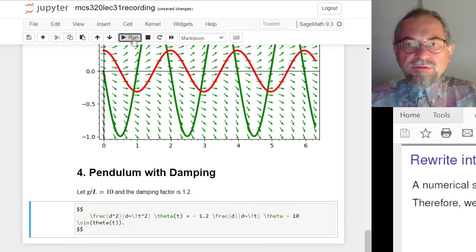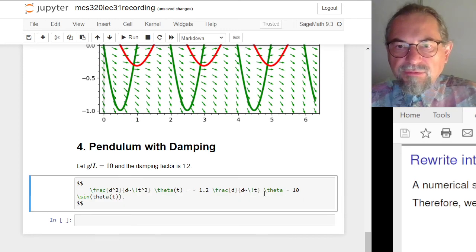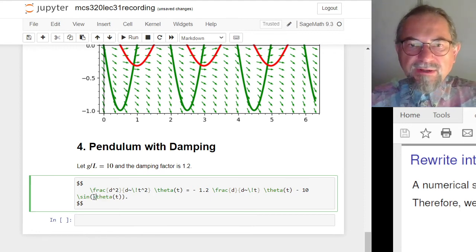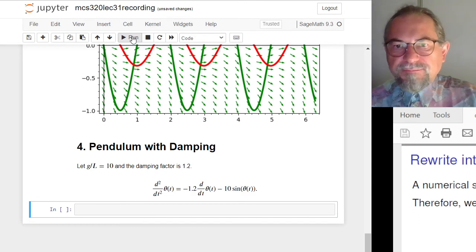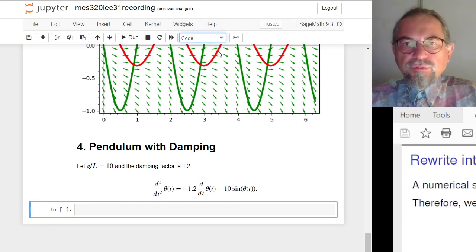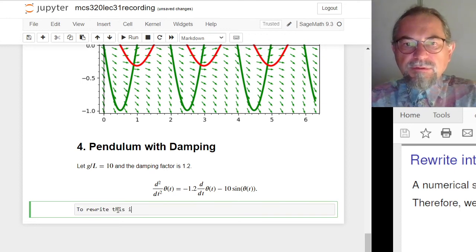So that's the model that we are looking at now, and I should correct things. So theta is a function of time, and I have to use the Greek letter theta. Okay, let's rewrite this now into a system. To rewrite this into a system, we introduce velocity as follows.